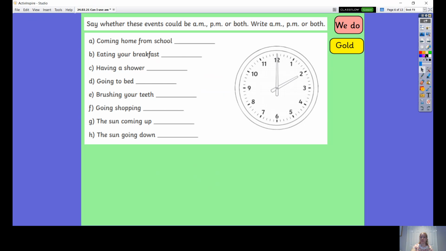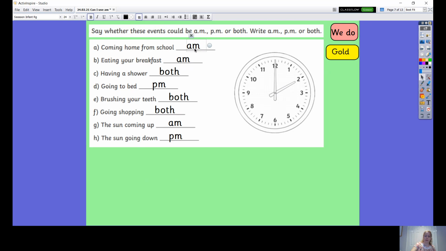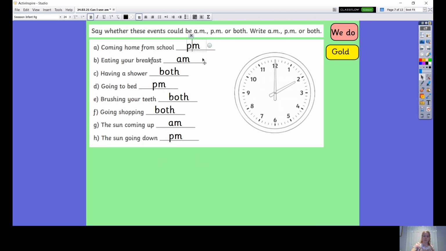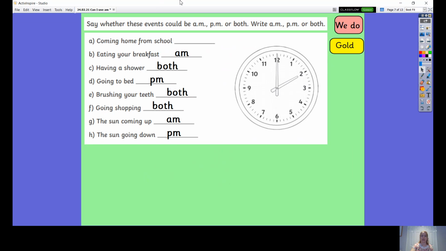Okay, so let's have a look. I've got A, coming home from school. Coming home from school would be PM, wouldn't it? So, I don't mind that's disappeared. So coming home from school in the afternoon, okay, unless we're, oh, I don't know why that's disappearing. Let me see if I can make it go again. I wrote them on before to make it quicker, it's making it take longer.